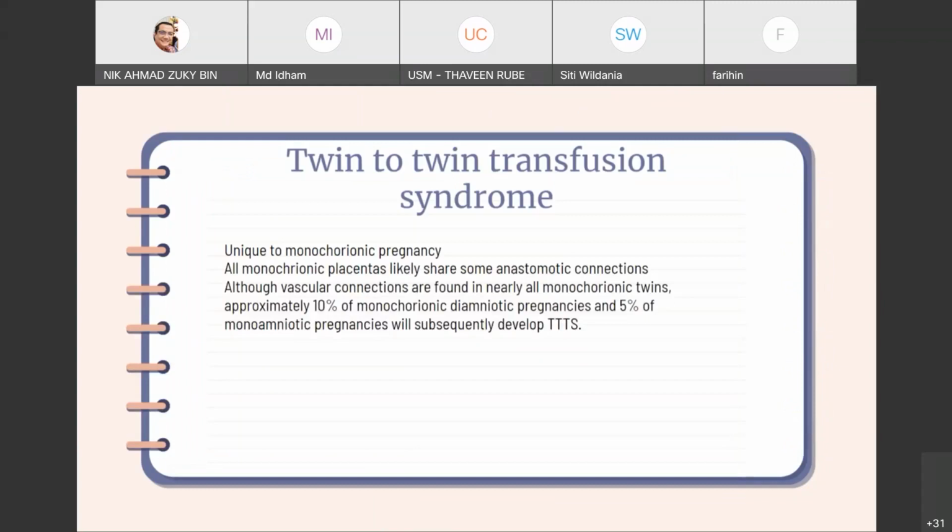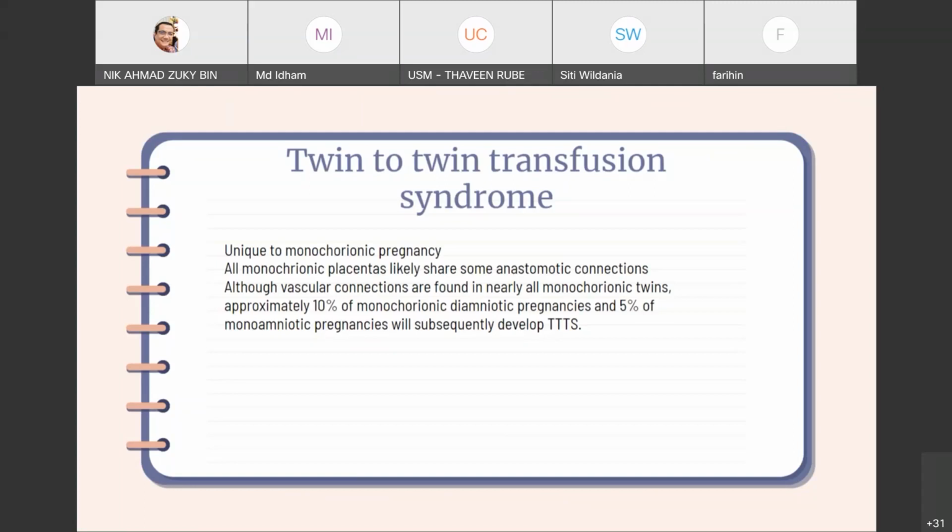Twin-to-twin transfusion syndrome is a complication that is unique to monochorionic pregnancy. What you need to know first is that it is unique to monochorionic pregnancy. In all monochorionic placentas, the twins share anastomotic connections. Although vascular connections are found in nearly all monochorionic twins, only approximately 10% of monochorionic diamniotic pregnancies and 5% of monoamniotic pregnancies will subsequently develop TTTS.